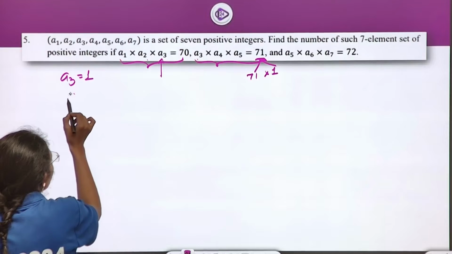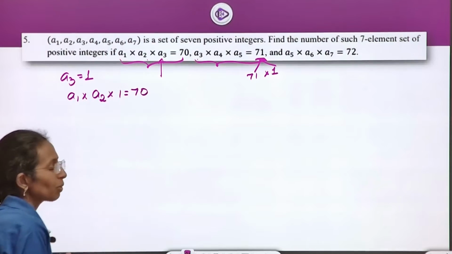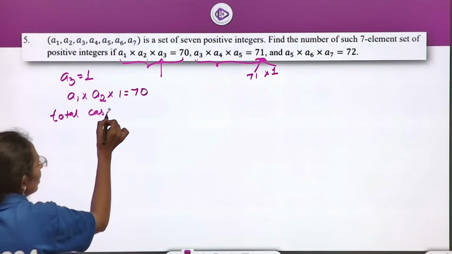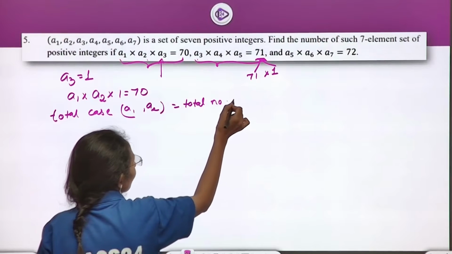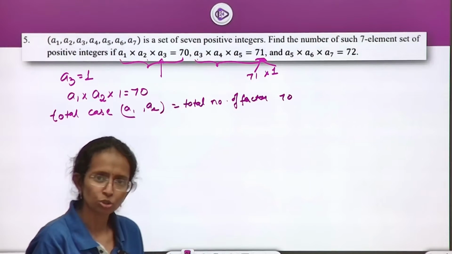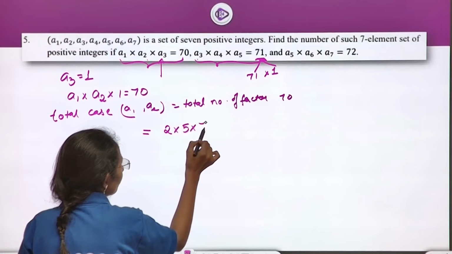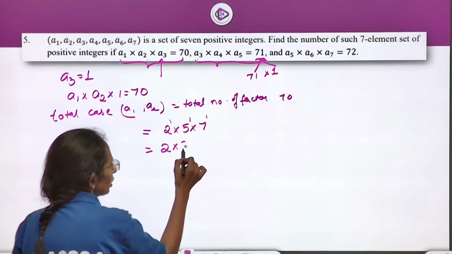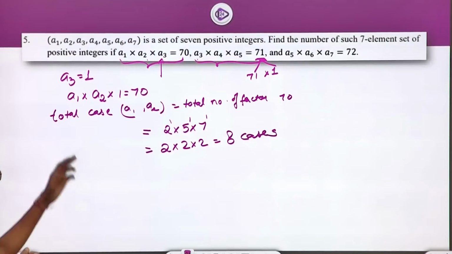Now, when we substitute A3 as 1 in this equation, A1 into A2 into 1 is equal to 70. So the total cases of A1 and A2 is equal to the total number of factors of 70, because we can break 70 into two of its factors. We know that 70 is equal to 2 into 5 into 7. The powers are 1, 1, 1; adding 1 to the powers and multiplying, we get 2 into 2 into 2, that is 8 cases for A1 and A2. A3 is fixed as 1.